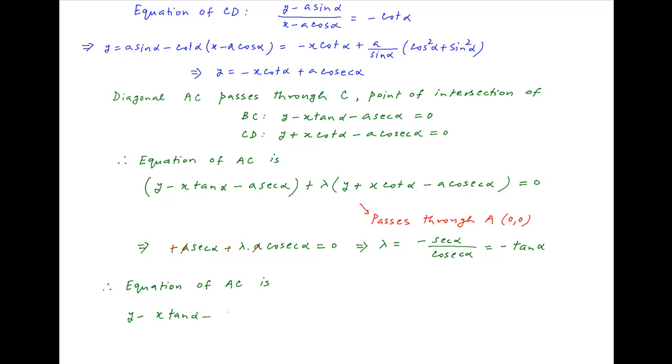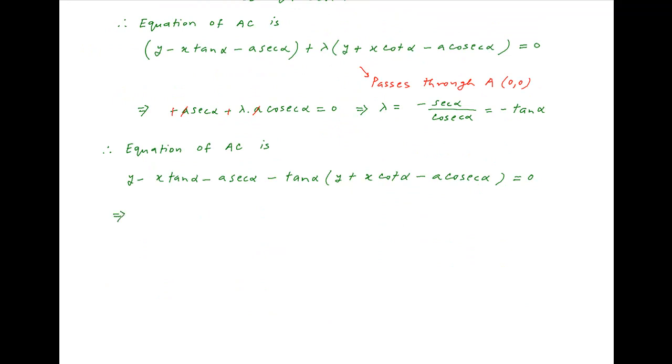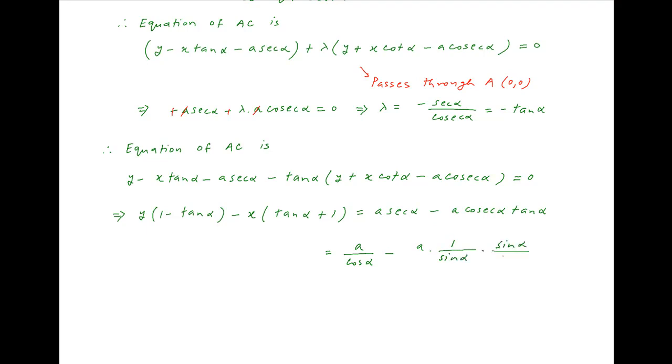y − x tan α − a sec α − tan α (y + x cot α − a cosec α) = 0. Combining the coefficients of x and y respectively, we get y(1 − tan α) − x(tan α + 1) = a sec α − a cosec α tan α. Now the right hand side is equal to a/cos α − (a/sin α)(sin α/cos α), which simplifies to 0.